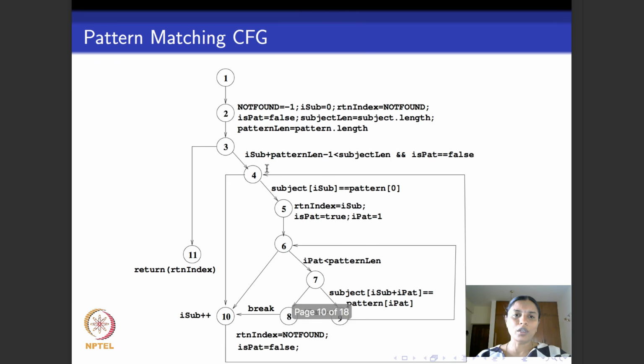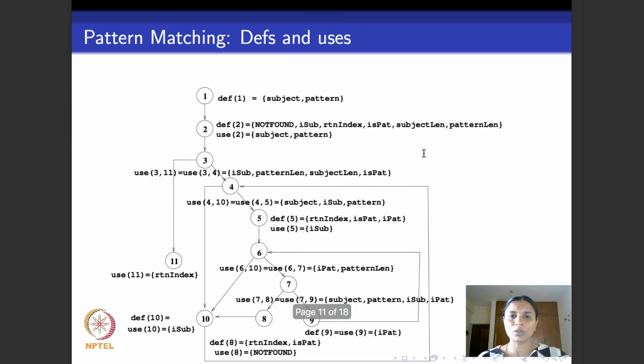Like this, and move on. Now, I can define defs and uses for edges also. Remember, we saw definition and uses for vertices and definition and uses for edges. So, which is this if a predicate that labels this edge? It uses these variables: i, patternLength, subjectLength, and isPat. So, that's what I have written here. The use of this edge is this predicate, the set i, patternLength, subjectLength, isPat.